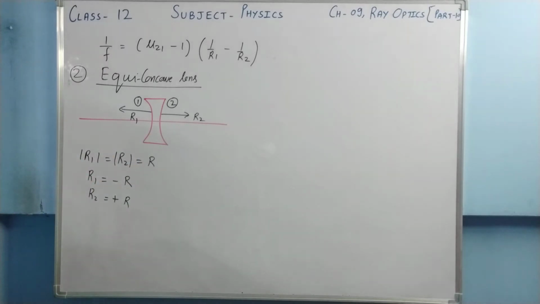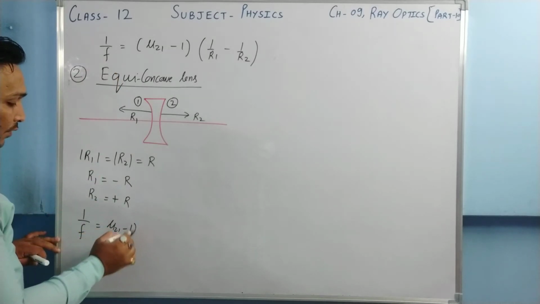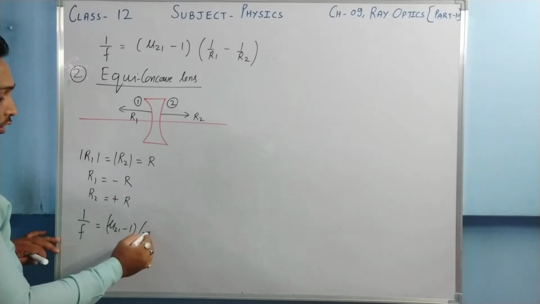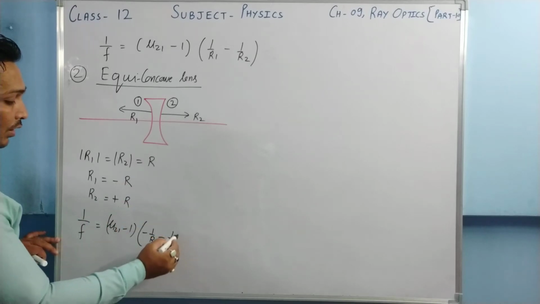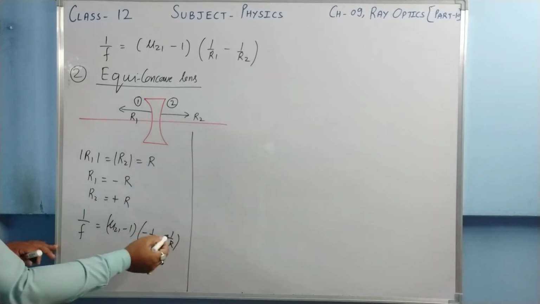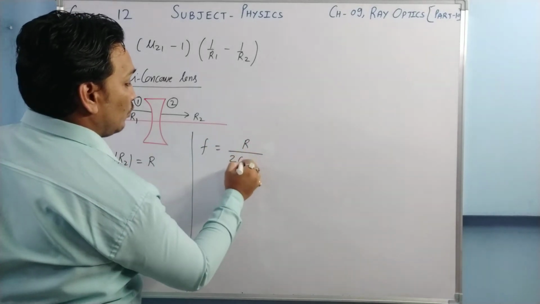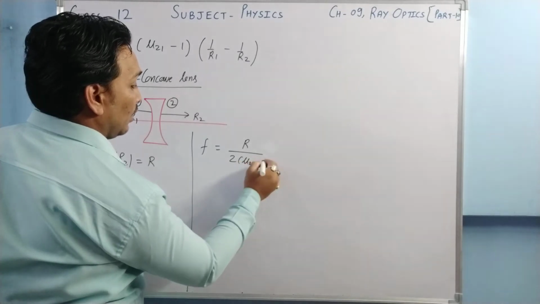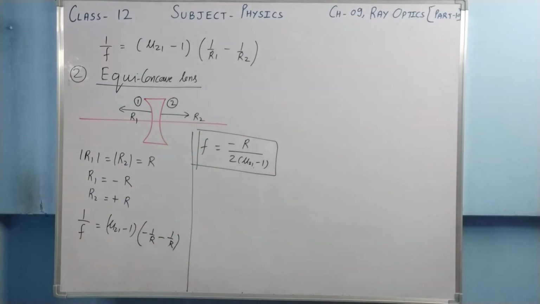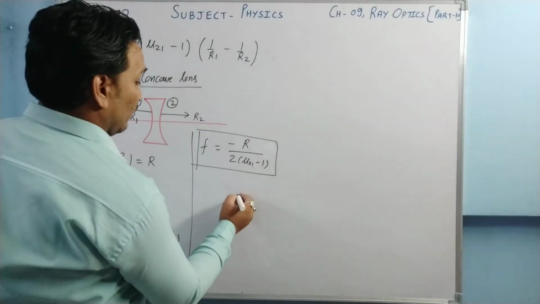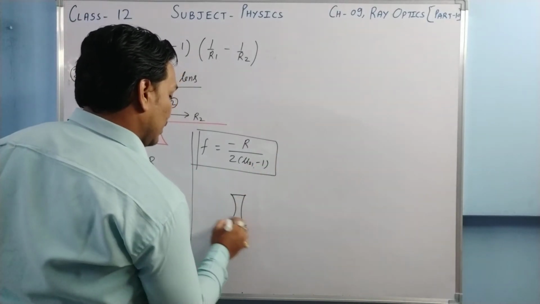Now if we apply the lens maker's formula, 1 upon f is equal to (mu21 minus 1) times (1 upon R1 minus 1 upon R2). So it will be minus 1 by R, minus 1 by R2, and R2 is plus R, so it becomes minus 1 by R. If you solve it, it becomes minus 2 by R. After taking the reciprocal we get f equals R upon 2(mu21 minus 1) with a negative sign. This negative sign suggests that the basic nature of a concave lens is diverging.